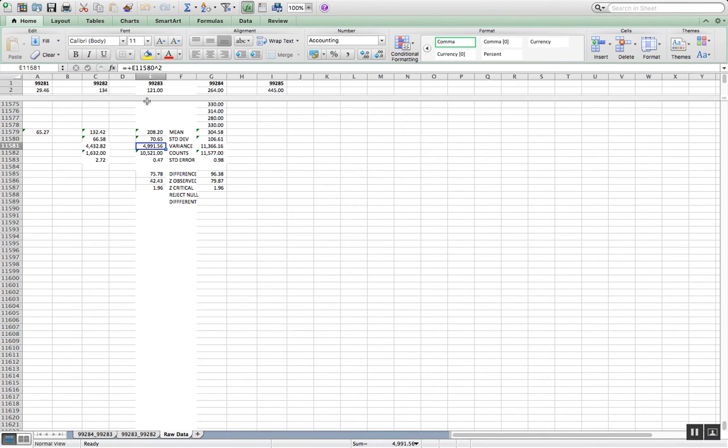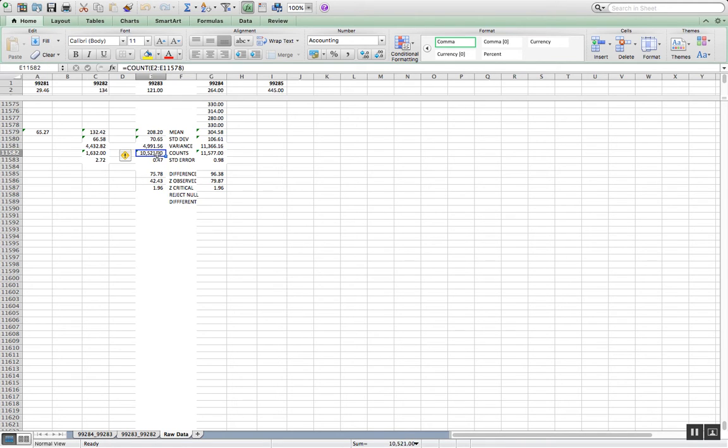And the Excel formula for that is we do plus 11580, that's our standard deviation, and we hit this caret sign and number 2 to square it. And we do the same thing over here to get the variance for 99284.